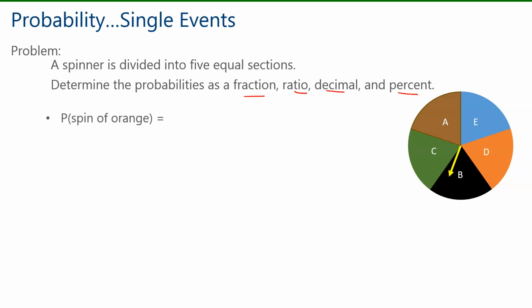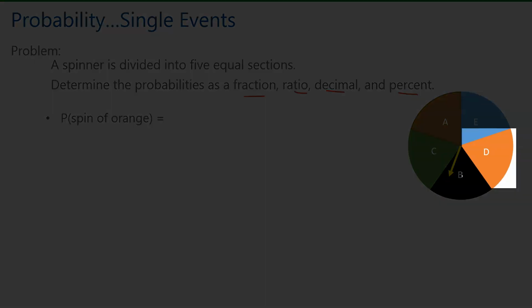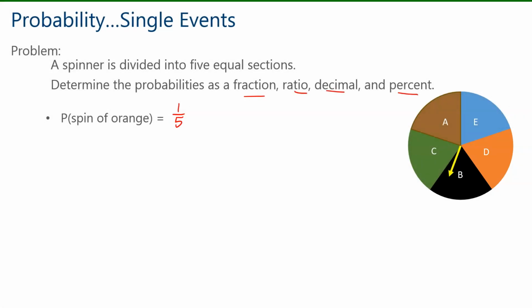Our first probability. What is the probability of spinning orange? We have one sector that's colored orange out of 5. So as a fraction in simplest form, the probability of spinning orange is 1/5. We can easily convert that to a ratio, 1 to 5.